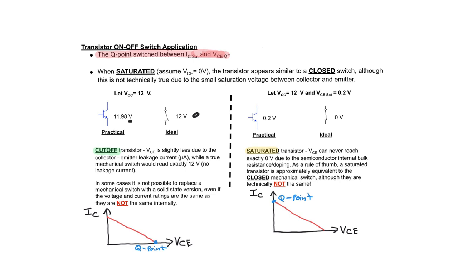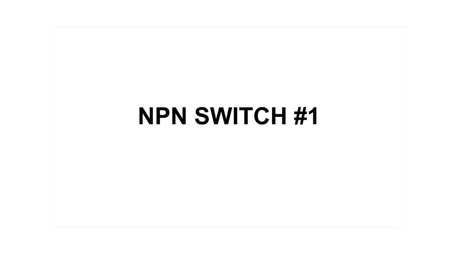And then with a closed switch, obviously, if the switch is in good condition, the voltage across it will be 0. And this is typically the saturation voltage. It varies on the current and how deeply it's saturated, but anyway, have a look at that. It's very important stuff. Okay, so NPN switch scenario number 1.